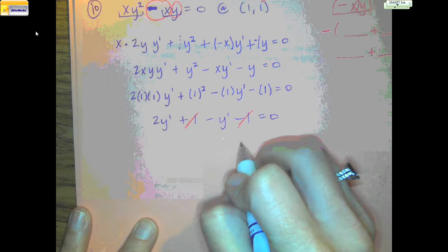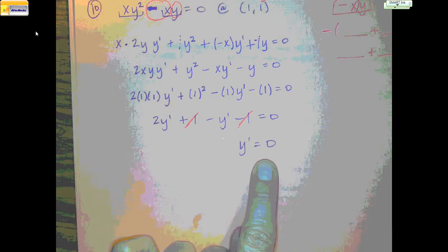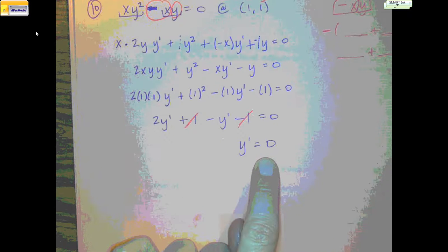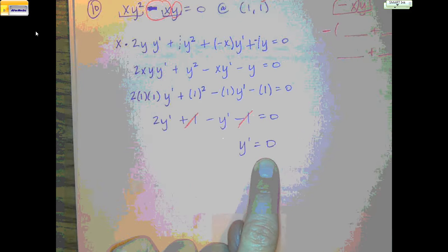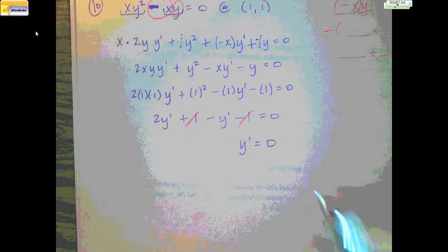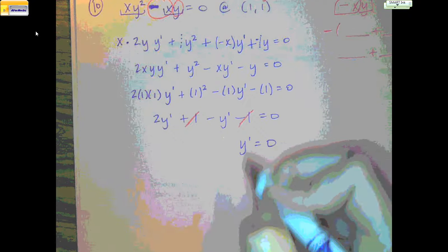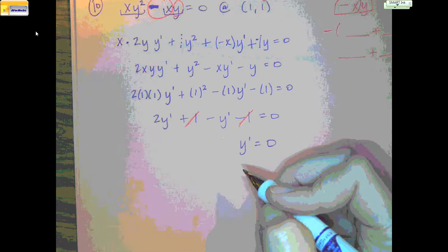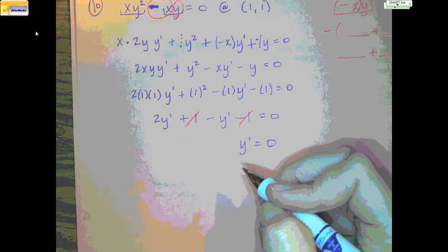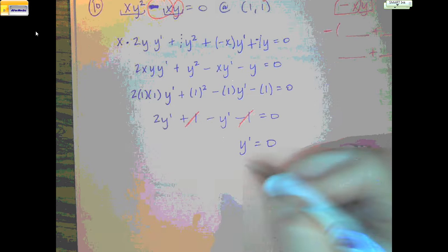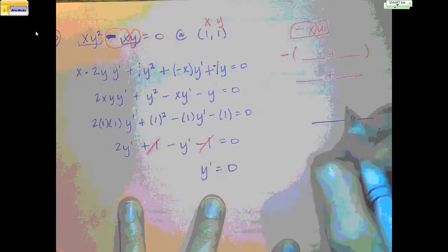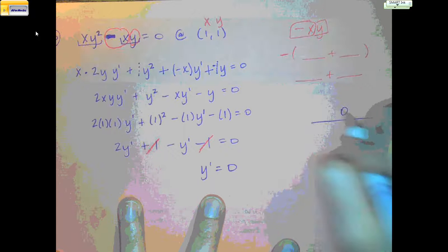So they're telling us that the slope at 1, 1 is 0. So we go ahead and write the equation, right? Read the question. Find the slope. It doesn't say to give me the equation of the line. So you would just say in the first blank that the slope was 0. Or you could say y prime equals 0, either way.